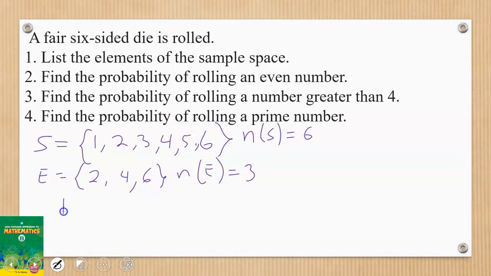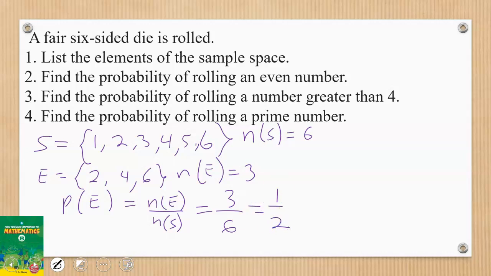Now, for us to find the probability of getting an even number, it will be the number of even numbers over the number in the sample space. This was the definition we gave for the probability of an event. So the number of even numbers is 3, the sample space is 6. This is reduced to the lowest form as 1 over 2, and that becomes the answer.